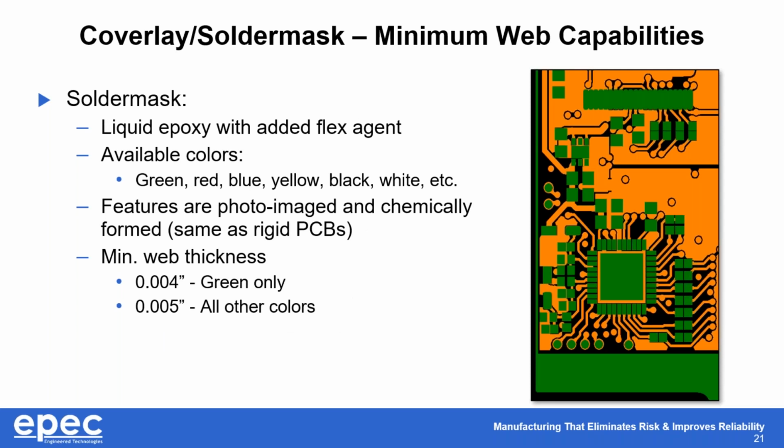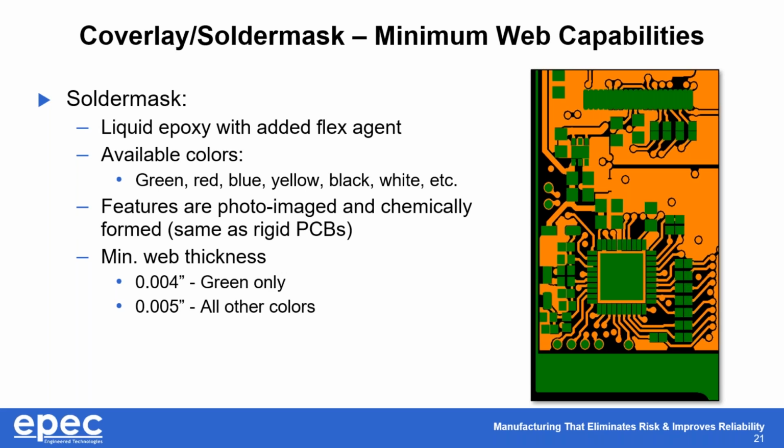Then we've got solder mask, which is a liquid epoxy with an added flex agent to be able to be bendable during the lifespan of the PCB. These colors are a lot wider of a range than Coverlay. Generally, we can do many colors: green, red, blue, yellow, black, white, things like that. I've even seen wild colors like pink and purple, but those are very non-standard, and that does require a discussion beforehand to make sure it's possible and doesn't affect the quote too much.